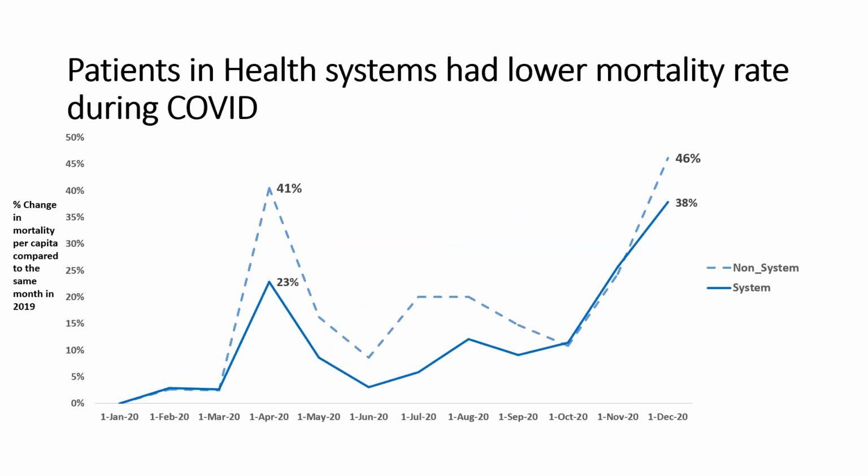When we look at the outcomes, this is again 2020 relative to 2019, so you don't want to think about who's sicker here, because I've taken that out in the 2019 part. The patients who are treated in health systems tend to have their mortality rate increase by less than the patients who are treated not in health systems. For example, the spike in mortality in April 2020 is lower. And then throughout most of that year, the mortality rate for the patients in the health system is lower.